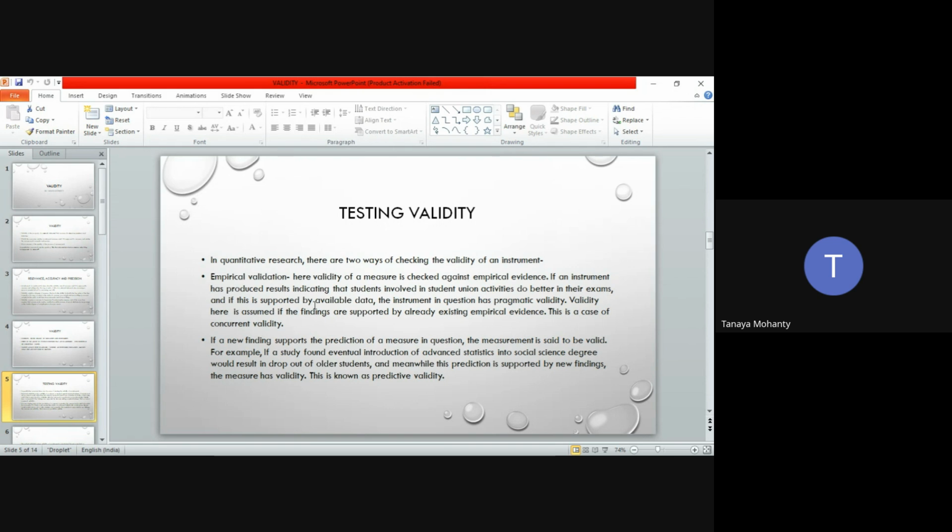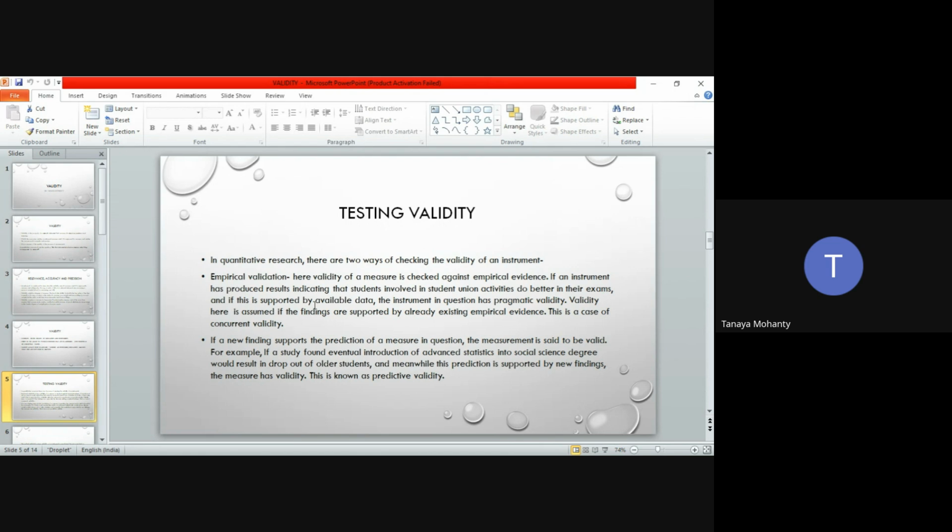So I would say that okay, the previous study also said the same thing, and I am now in a position to come to a conclusion where I can do the same. So validity here is assumed if the findings are supported by already existing empirical data. There is empirical data available.